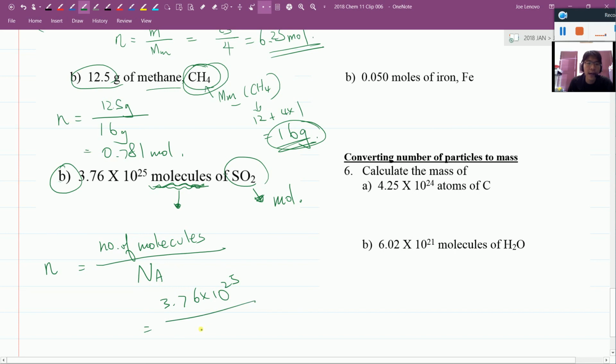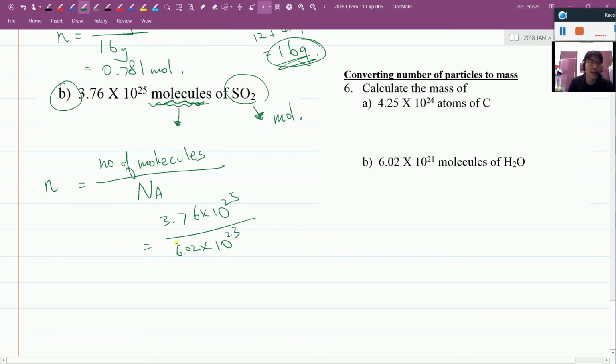And 1 Avogadro number is 6.02 times 10 to 23. How many Avogadro numbers do you have in here? So definitely it's 3.76 divided by 6.02. From the calculator, I've got 0.625. Just divide this first, and then 25 divided by 23 is 10 to the 2, which is 100. Move it across and it is 62.5 mole in there.